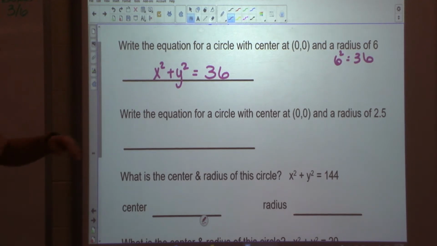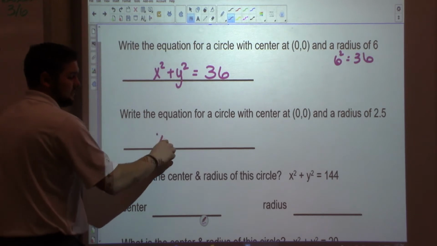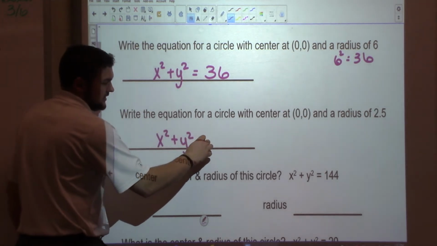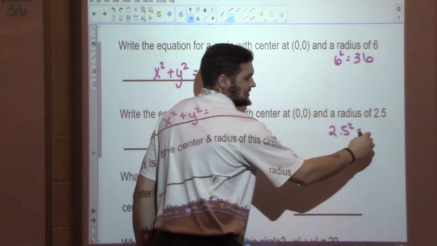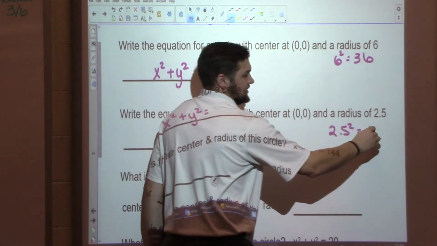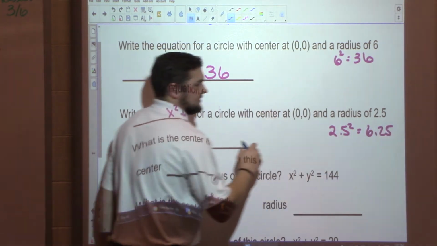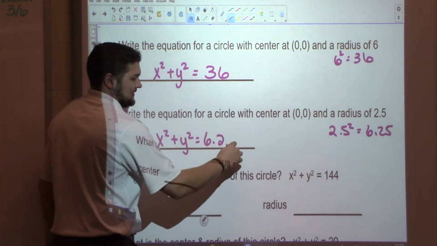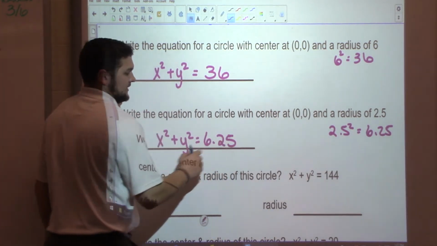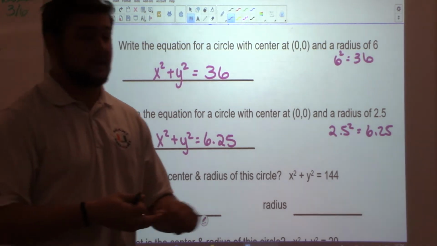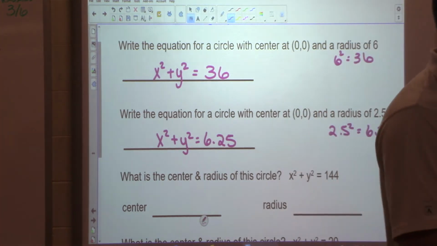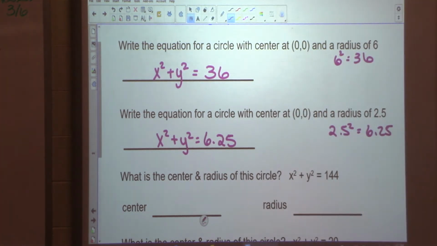Same thing for the next one. Write the equation of a circle centered at 0, 0 with a radius of 2.5. So x squared plus y squared equals 2.5 squared, which is 6.25. Good. Thank you for not saying 5. We do not want you to write 2.5 squared. We do not want you to write 6 squared. Because we can do those calculations, actually do them. Okay?